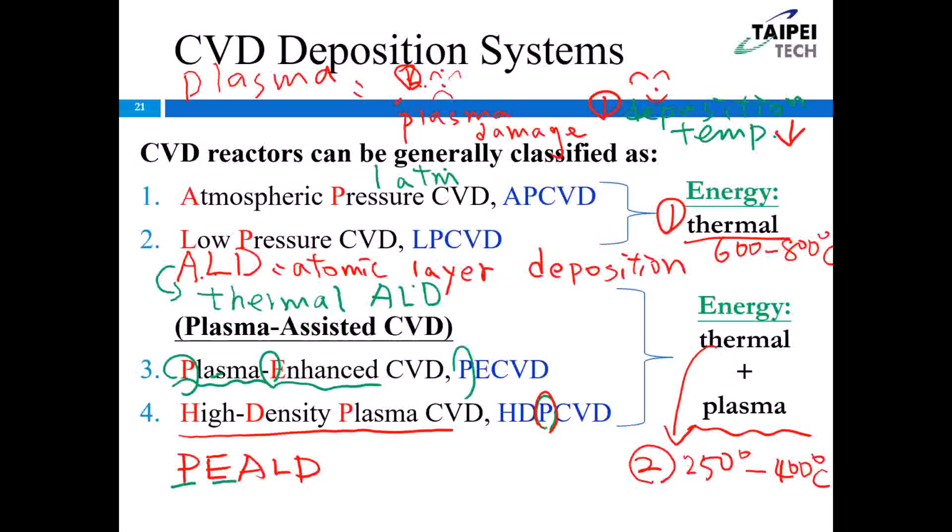So this is the good side of the plasma, the lower deposition temperature. But one thing you also need to know is the plasma damage, plasma damage on the silicon wafer. Sometimes we can use some tool design to reduce the plasma damage.